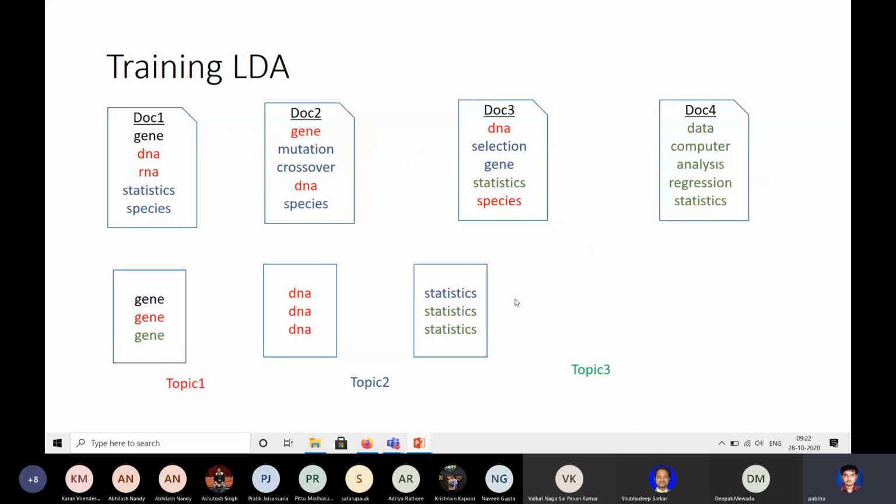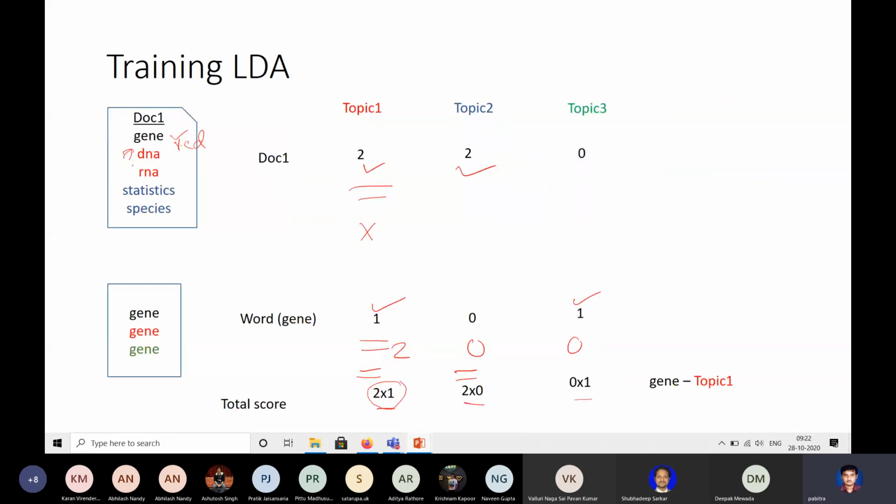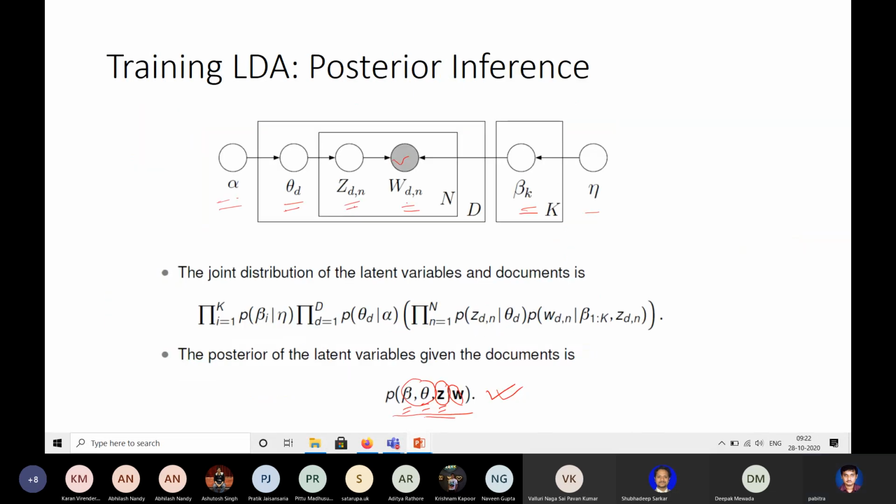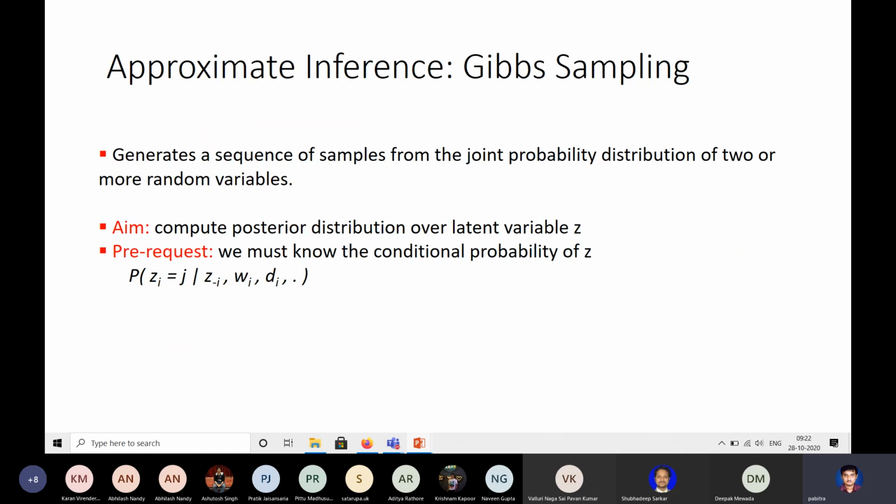Once you have learned these matrices, you can do many things. That's the LDA, that's the topic model. So those two matrices are basically the topic model, along with the priors, of course, which you have assumed.